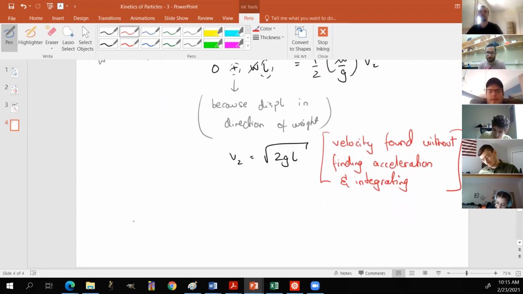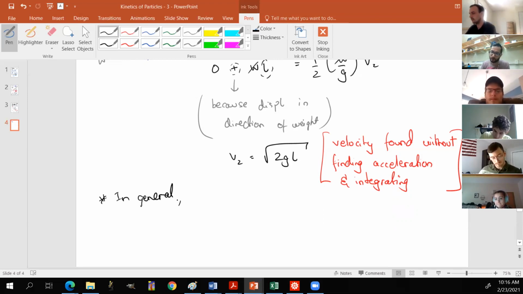Right? That was the super beautiful, easy thing to do here, right? So in general, you can't use this work done and kinetic energy principle to find the acceleration. You'll always have to look at Newton's second law for that.